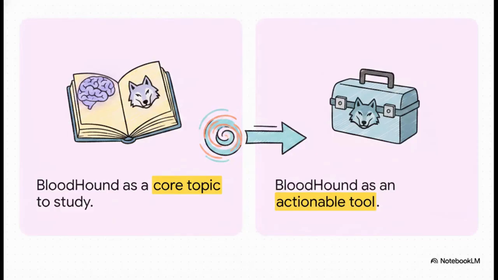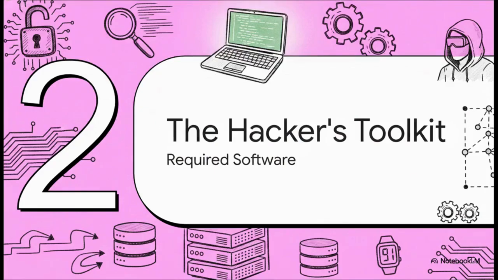Now, what's really interesting about this is the fascinating repetition of one specific name in our material, BloodHound. On the one hand, BloodHound is a core theoretical topic. It's a conceptual mapping strategy we absolutely must study. But then, on the other hand, it transforms into a fully actionable hacker tool. It perfectly bridges the gap. You have to master the theory of mapping a network before you can actually wield the software to do the heavy lifting for you. Which leads us perfectly into Section 2, the Hacker's Toolkit.